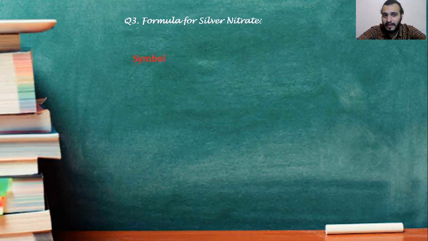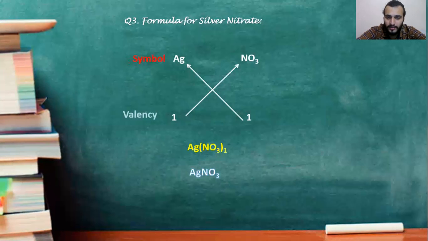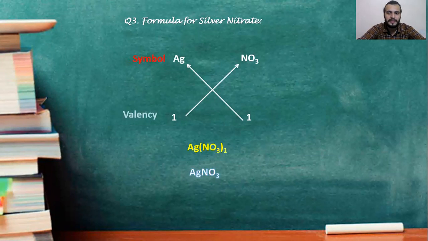Similarly, silver nitrate. Again, silver symbol Ag, nitrate symbol NO3. The valency of silver and nitrate is 1 each. Cross multiplication gives Ag1 NO3 1. But again, as we don't write 1, it is only AgNO3.